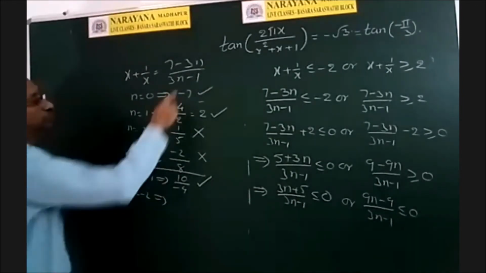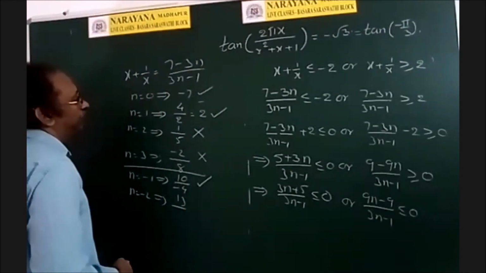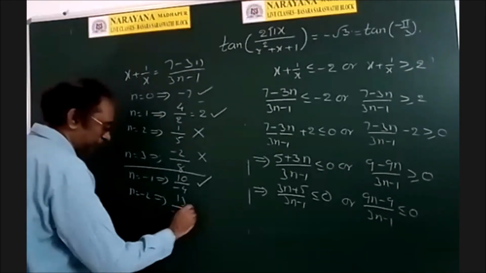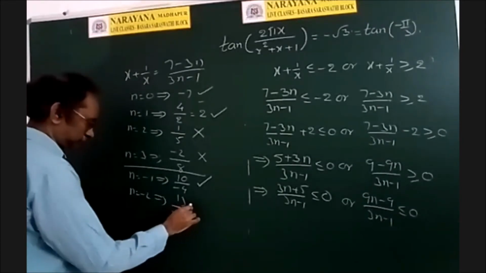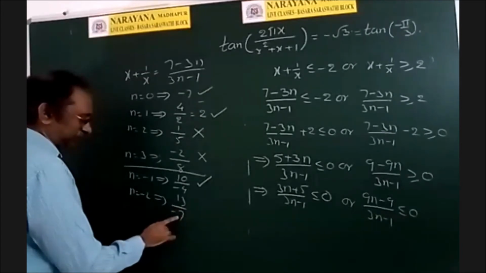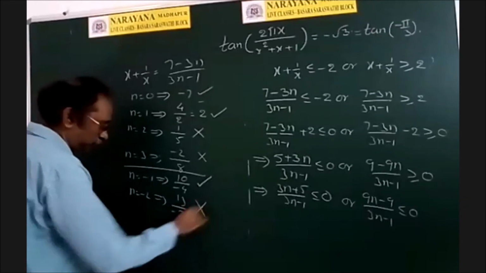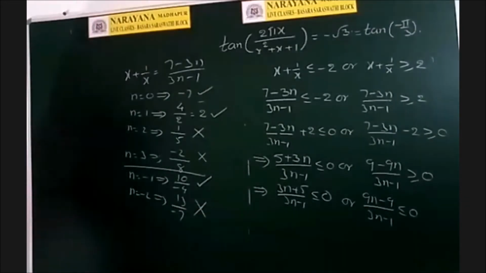n is equal to minus 2. 6 plus 7, 13. And minus 6 minus 1, minus 7. So this is minus 13 by 7. Minus, less than minus 2. So don't take this. See once again.